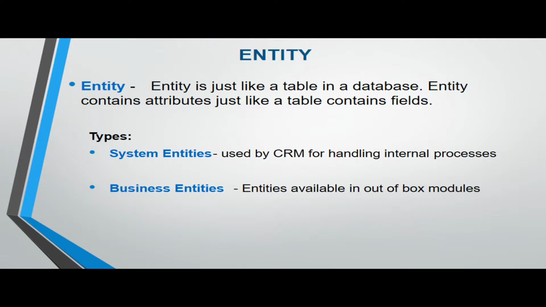If we talk about business entities, these are entities that are available in out of box modules. For example, whenever you deploy a new CRM server, you will notice that there are default modules there. For example, there is a module of sales, there is a module of marketing, there is a module of, you can say, field service, etc. In these modules there are various types of entities. For example, there may be an entity of lead, opportunities, quotes, that is quotations, orders, invoice, and in field service you have asset management, etc. So these are all the entities that are available in out of box modules as a default CRM package, so they are known as business entities.